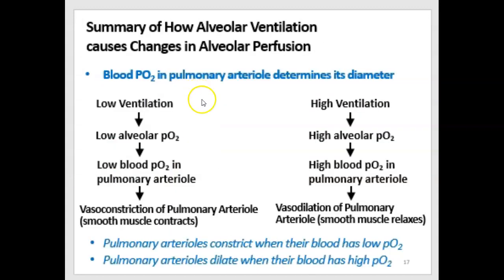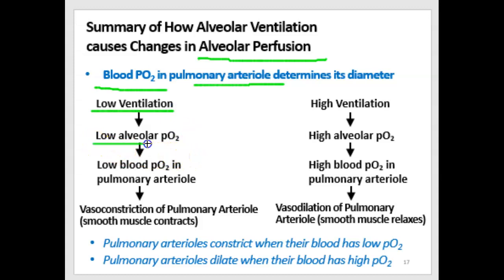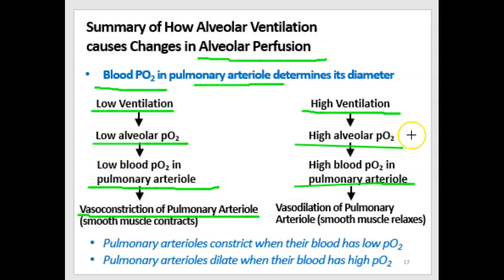And so I have this summary for you. How does alveolar ventilation cause changes in alveolar perfusion? It's due to blood PO2, or partial pressure of oxygen, in pulmonary arterioles. So when you have low ventilation, you have low alveolar PO2, but then of course in the blood you have low PO2, and that's going to cause the pulmonary arteriole to constrict. The opposite is true when you have high ventilation. You have high alveolar PO2 and high blood PO2 because all that oxygen diffuses into the blood, and therefore all the vessels that supply that arteriole dilate. It's pretty nifty.